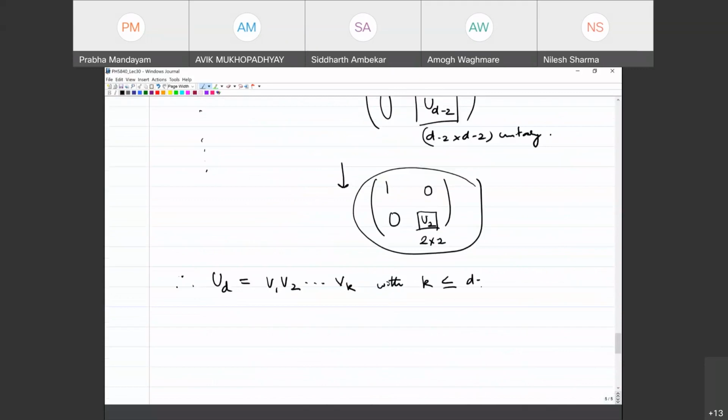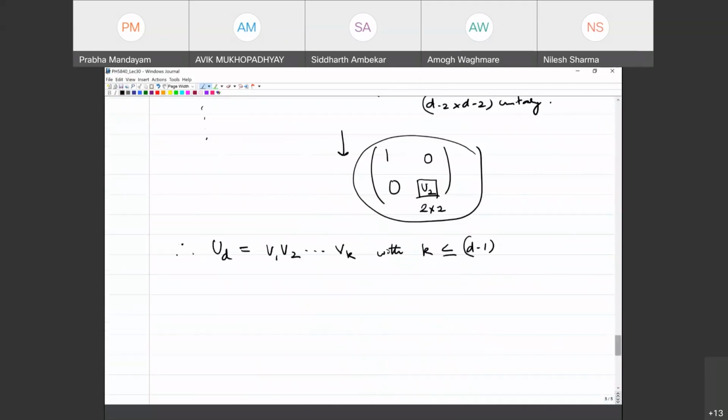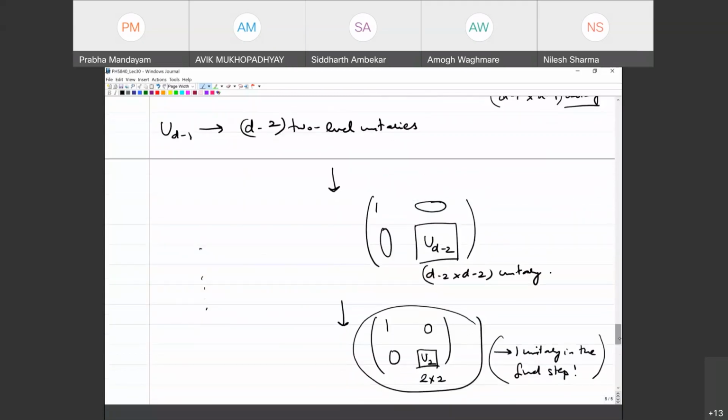You need at most D minus 1 two-level unitaries in the first step. You need D minus 2 in the second step, etc., all the way up to 1 unitary in the final step, right? So this is the 1 unitary in the final step. The second step, you need D minus 2, etc. You will need 2 unitaries to go from U3 to U2. That's exactly what we saw here.